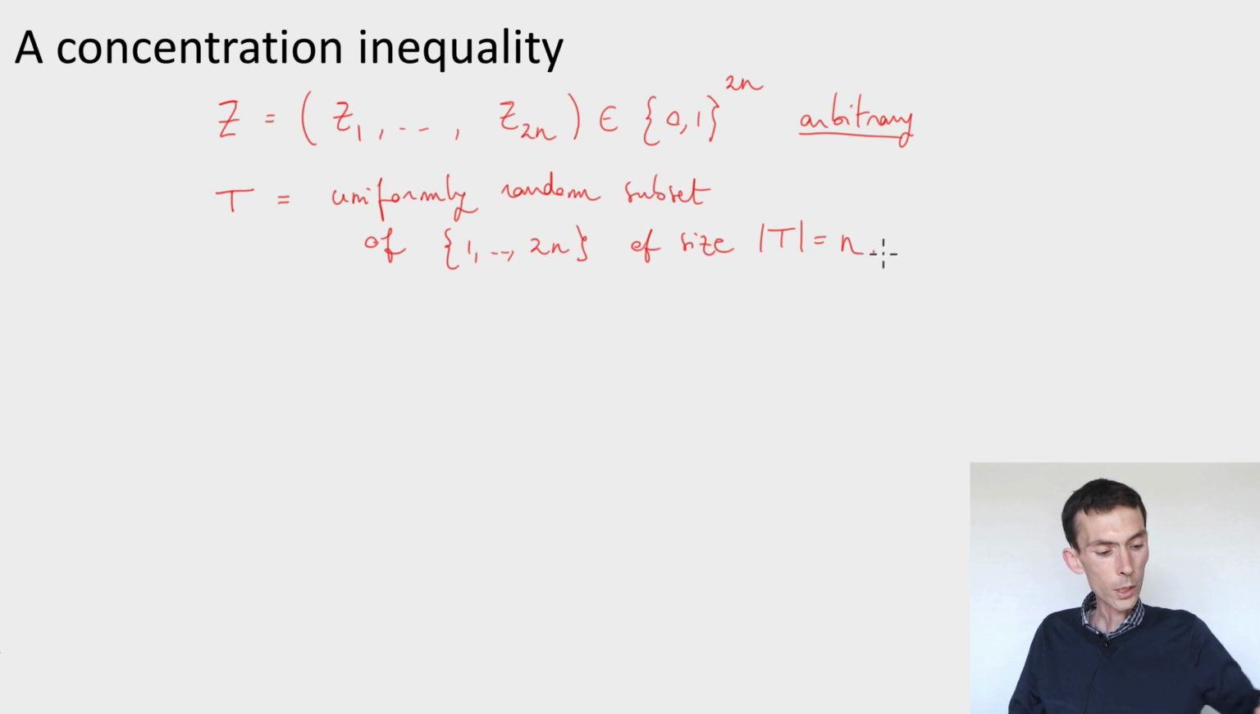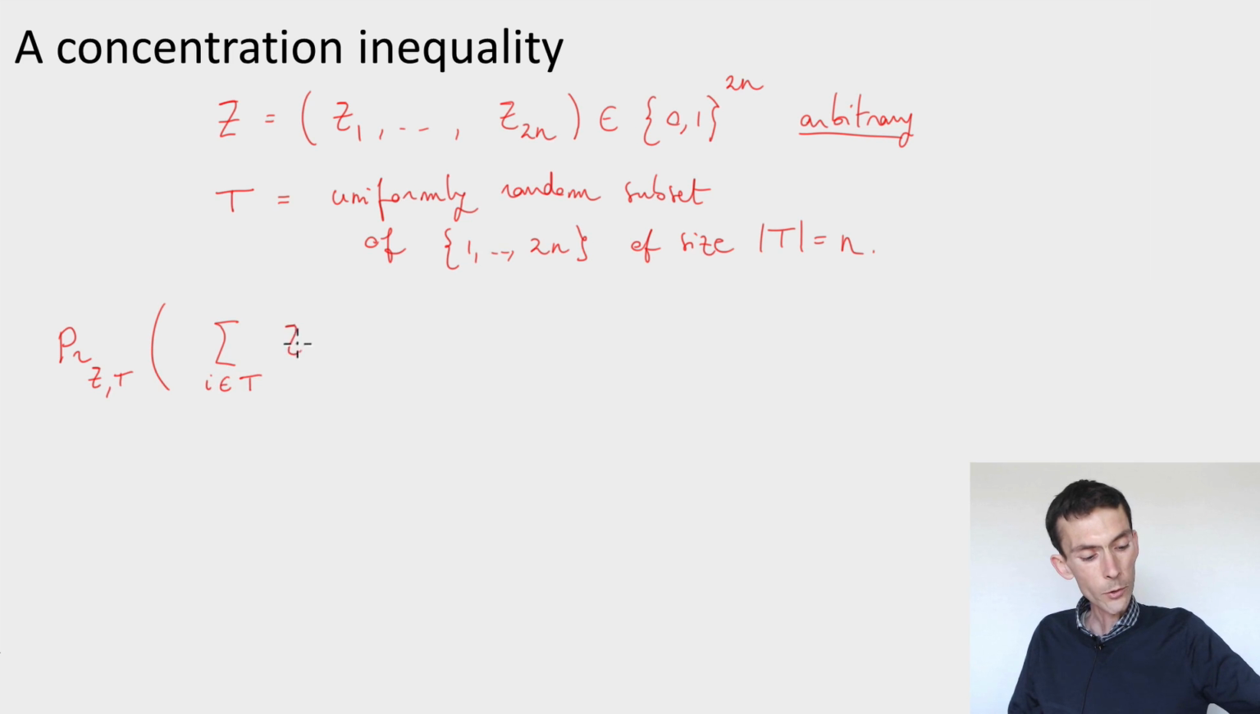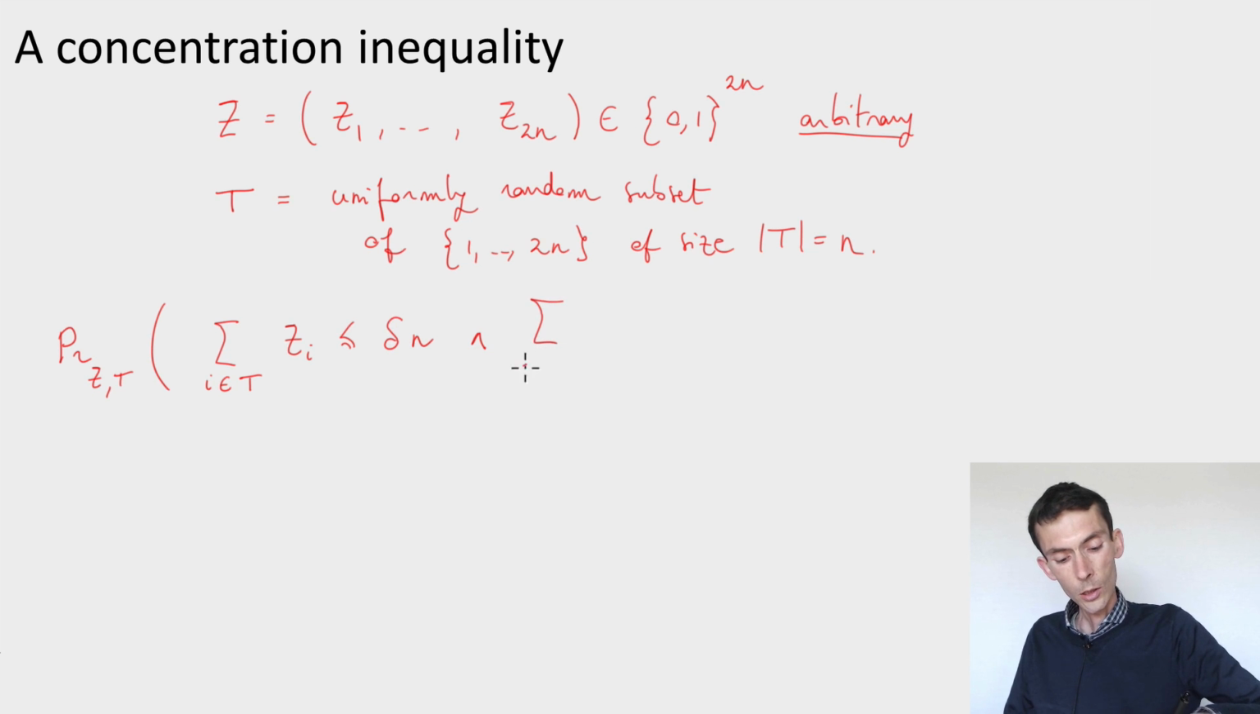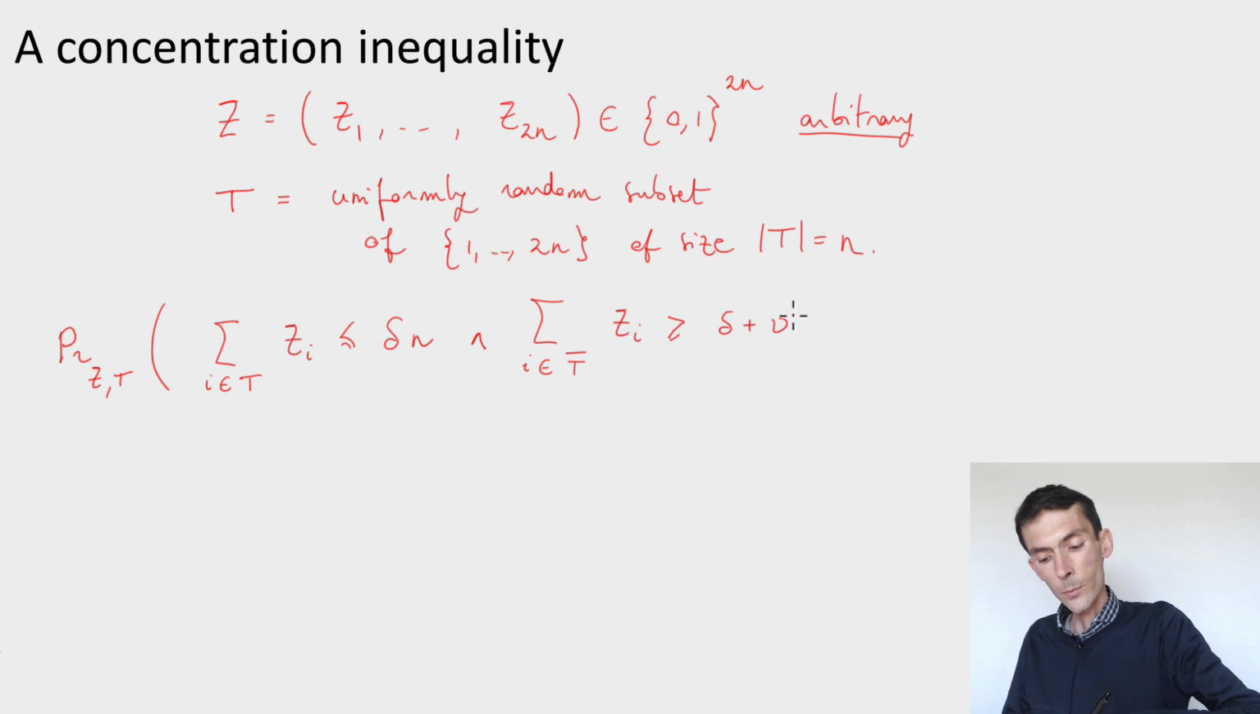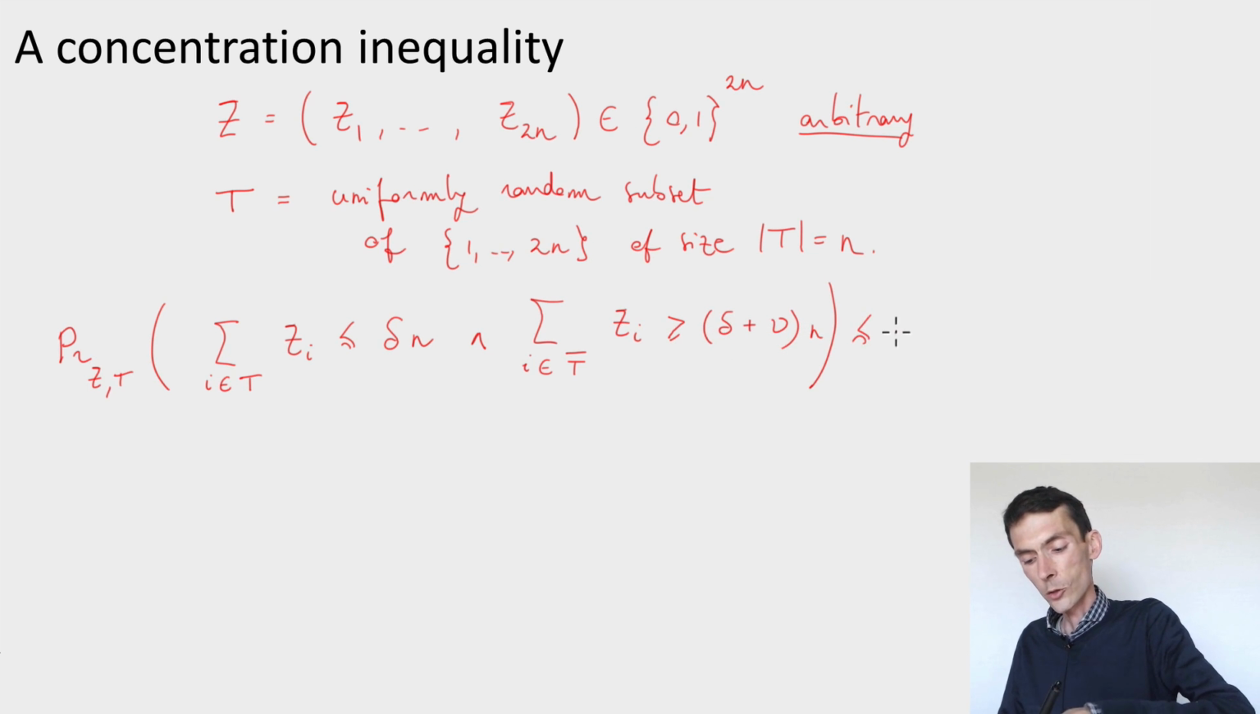And now here's what the inequality says. It says that the probability over z and t that two things happen. First of all, if I look at all the indices that are in t and sum the values of z_i, I would observe a total sum that is less than delta n for some delta. And at the same time, when I sum over the indices that are not in t, I would observe something that is bigger than delta plus a little bit more, some nu, times n. The inequality says that this probability is always going to be at most exponentially small in nu squared times n.